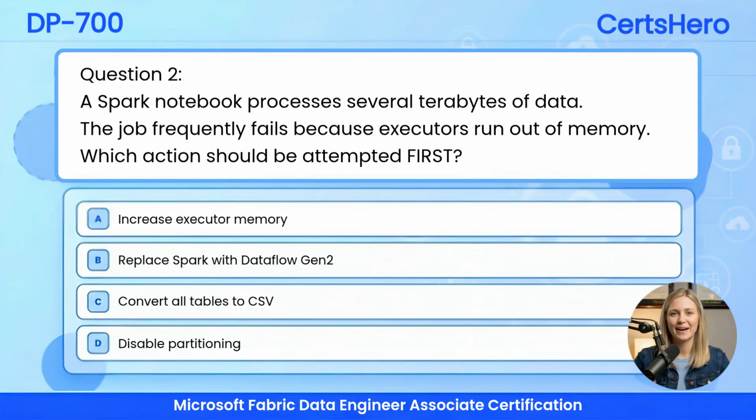Question 2. A Spark notebook processes several terabytes of data. The job frequently fails because executors run out of memory. Which action should be attempted first? A. Increase executor memory. B. Replace Spark with Dataflow Gen 2. C. Convert all tables to CSV. D. Disable partitioning. Pause for 5 seconds and choose the correct answer.